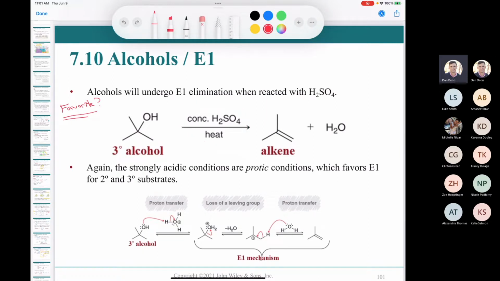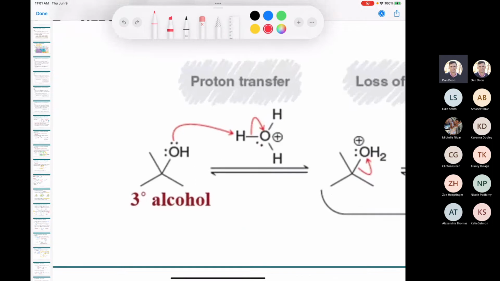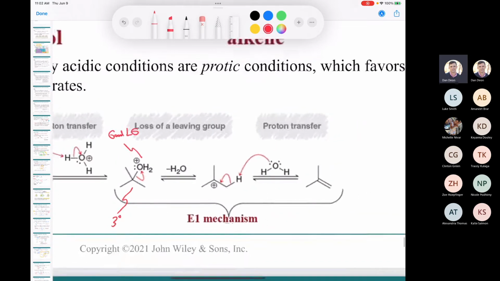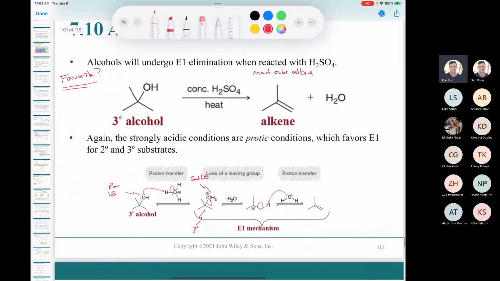You just heat it up in sulfuric acid, and it does an E1 elimination. And you always end up with the more substituted alkene. So we'll put here most substituted alkene. Now, there's only one alkene that can be formed in this particular example. But the way that it works is you take the strong acid, which protonates your alcohol, which again is a poor leaving group, and it converts it into a great leaving group. Good leaving group, but again, it's tertiary, so it can leave to form a carbocation, which can then undergo a proton transfer to give you an alkene.